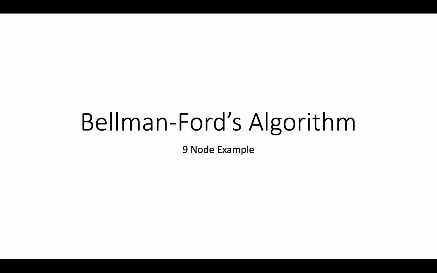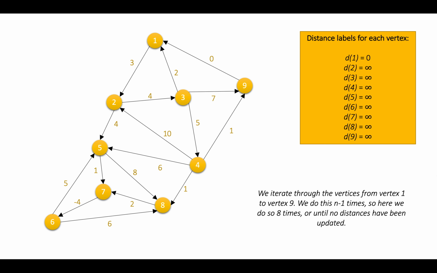This is my run through of Bellman-Ford's algorithm with a bidirectional graph with 9 nodes. So here's our example graph. We've got our nodes, we have our directions and our weights or distances, and here we have our distance labels for each vertex. As per the algorithm, we iterate through each of these vertices n-1 times, which is 8, or until the distances are not updated in that iteration.